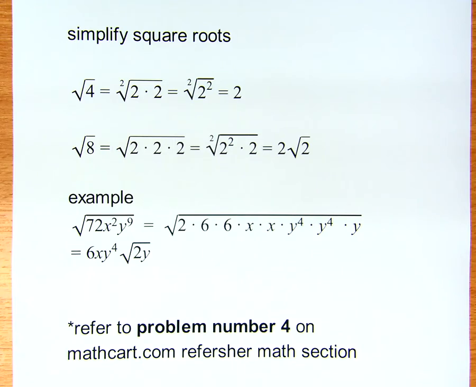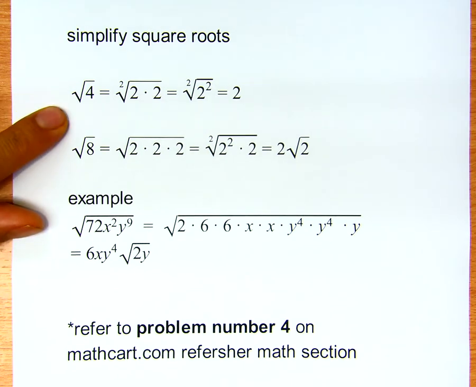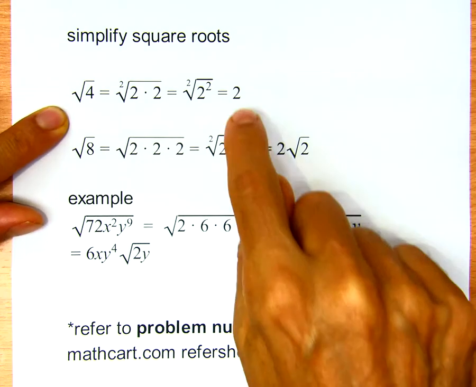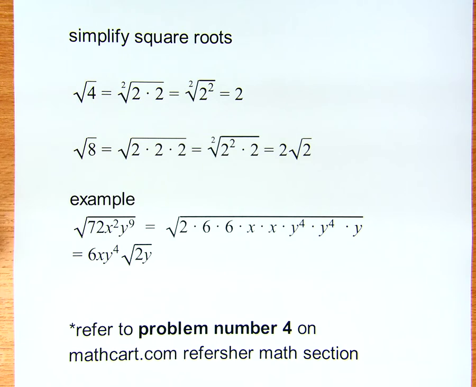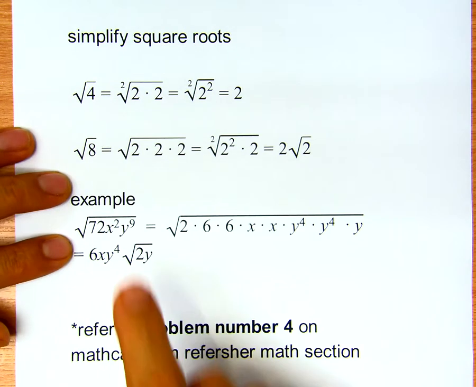In this video, I will discuss how to simplify a square root. And I'm going to start with this statement of the square root of 4 equals 2. Most people know that already, but I'm going to talk a little bit about why that is true.